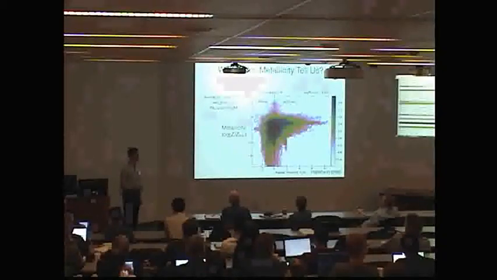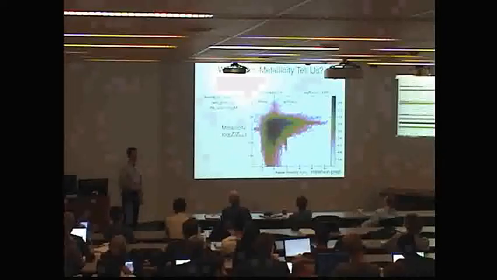The result is shown here. The y-axis is the metallicity in log of solar units. The x-axis is the radial velocity in units of the host galaxy's circular velocity. The color axis is the density, so the probability density. So the darker the area, the more LLS.